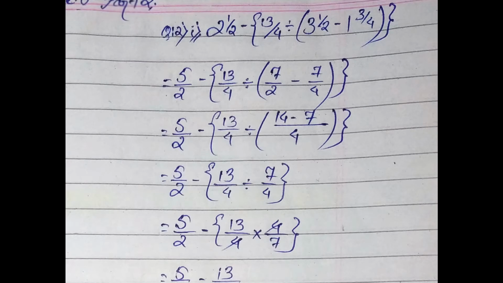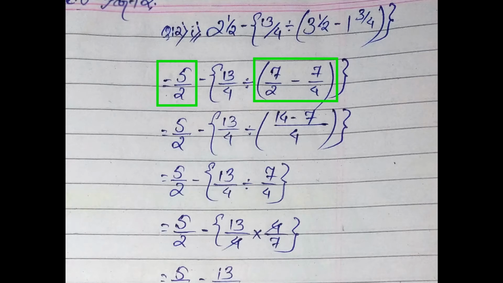On question number 12(1): (2 1/2 − 13/4) ÷ (3 1/2 − 1 3/4), with the first bracket inside the second bracket. In the second step I have converted 2 1/2 into 5/2, minus 13/4 as it is, divided by 7/2 minus 7/4.